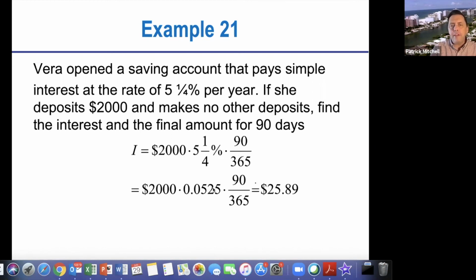90/365 of a year. And if you crunch those numbers, notice the percentage has been converted to a decimal. That comes out to $25.89. So that's the interest. And then the final amount would be $2,000 plus $25.89. That would be $2,025.89.